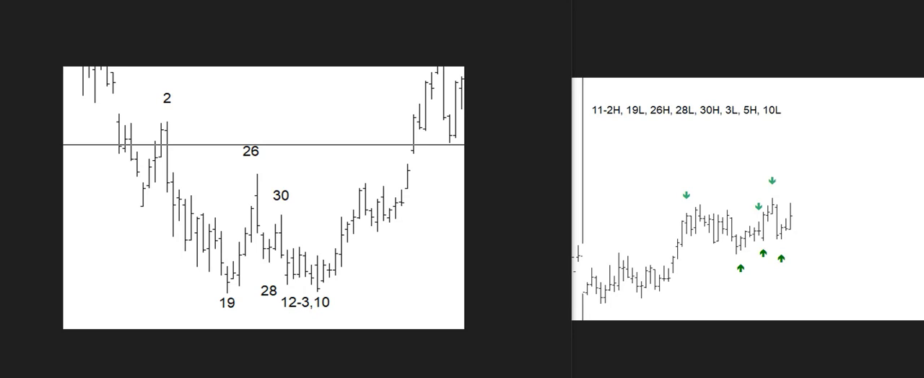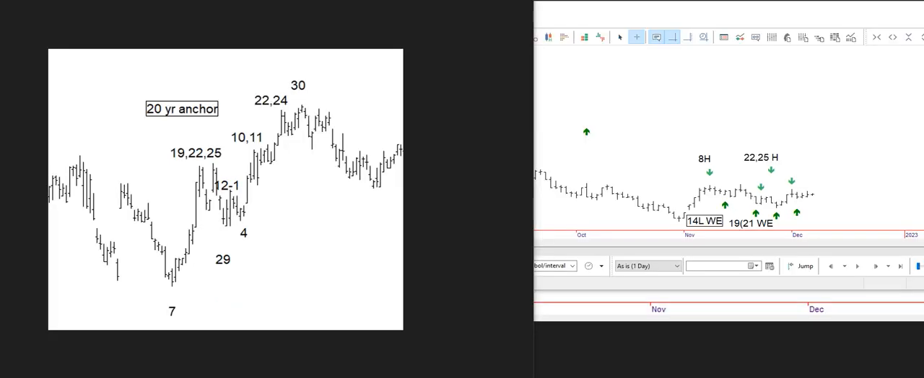Let me move to the cotton charts. Here's the cotton chart. Here's the look back period. We're projecting a low for November 7th. Instead, we got a high November 8th on the chart on the right. So we got an inversion there.